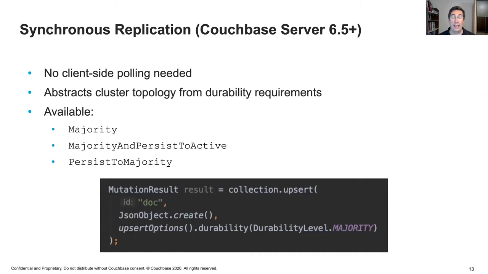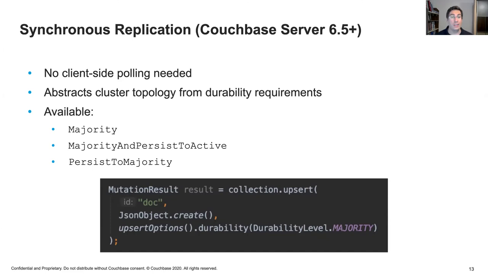Another feature that has been added to Couchbase Server 6.5 is called synchronous replication. The big difference between synchronous replication and our old durability requirements, persistTo and replicateTo, which are, by the way, still present in SDK 3, is that no client-side polling is needed. The way persistTo and replicateTo worked was that the SDK would issue an operation, and when we got a successful response from the server, we would then start polling the active and the replicas until a certain state was reached that told us it performed successfully, or we got an error, a timeout, etc.